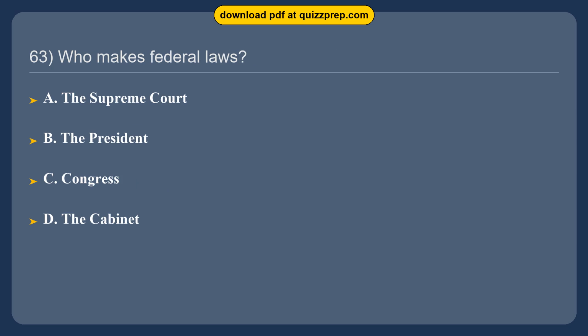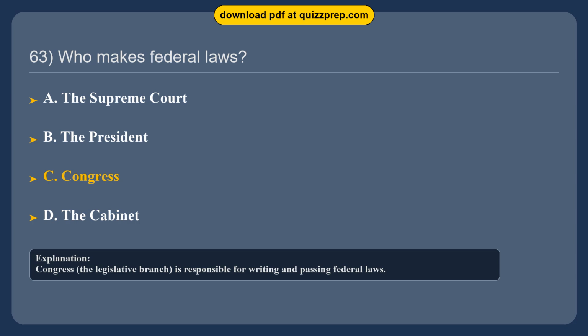Question 63. Who makes federal laws? Option A. The Supreme Court. Option B. The President. Option C. Congress. Option D. The Cabinet. The correct answer is option C, Congress. Congress, the legislative branch, is responsible for writing and passing federal laws.